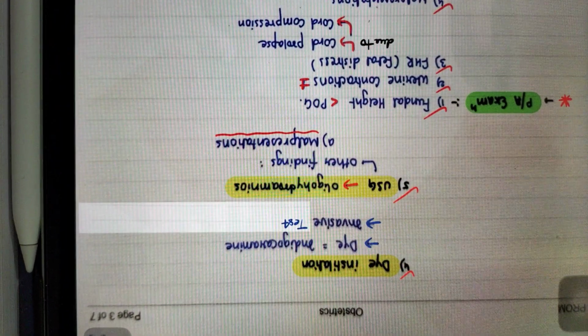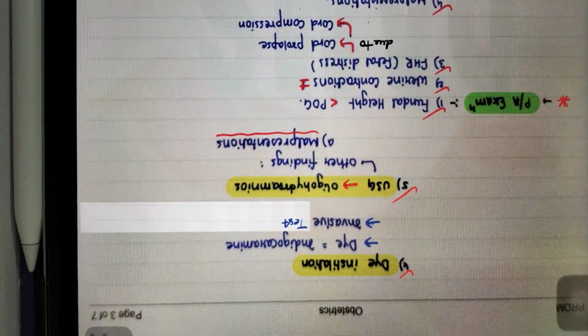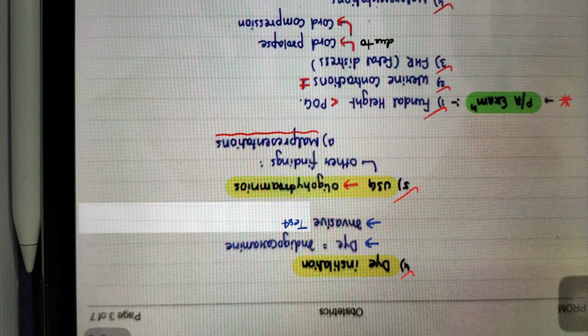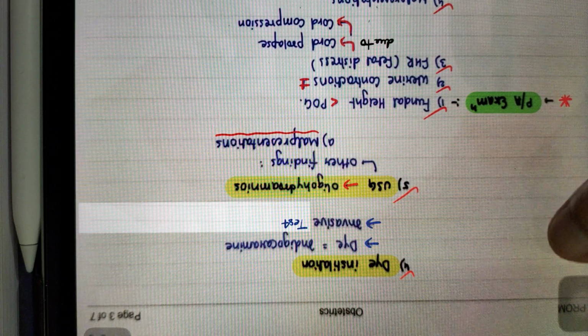Another test is dye instillation. Dye used is indigo carmine. This is an invasive test. On ultrasound, we can see oligohydramnios. The other findings can be malpresentations.